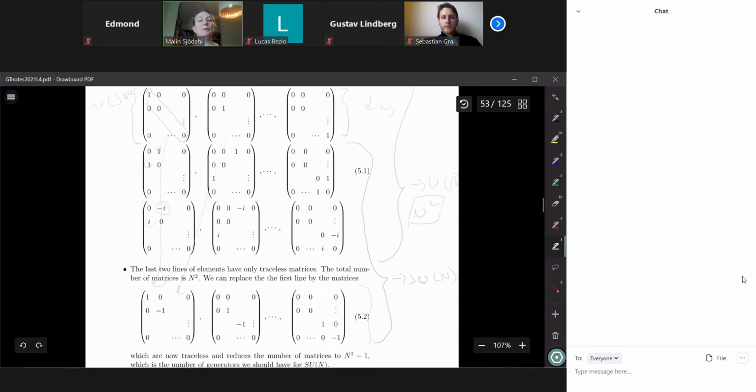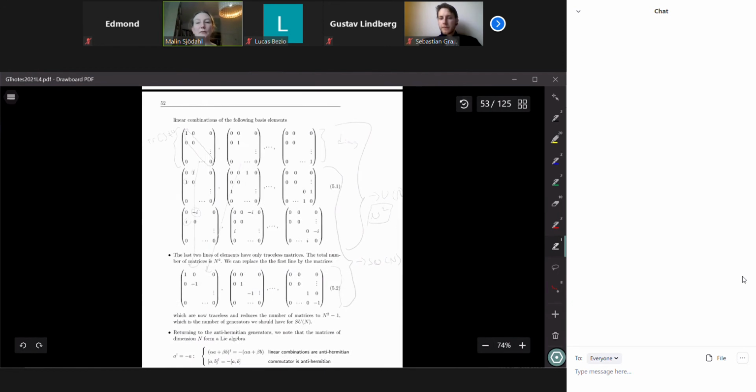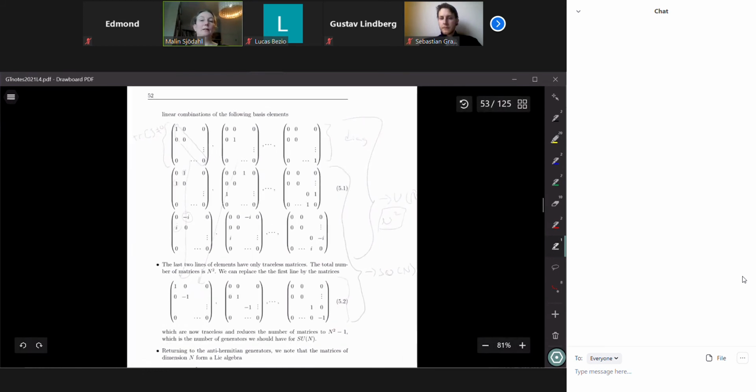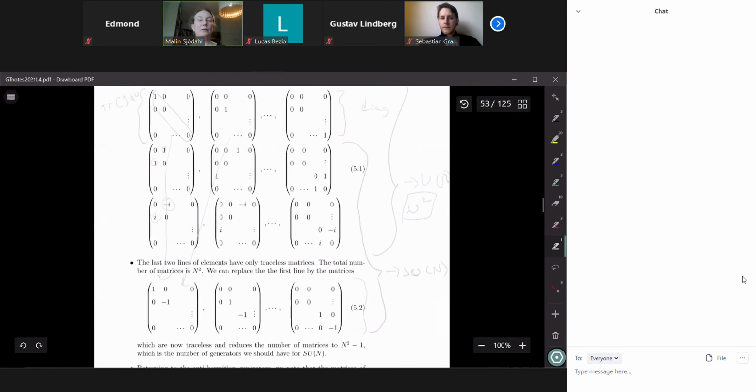So we were in the process of finding generators to the groups U(N) and SU(N). We had just found that we can write them as linear combinations of these matrices here.